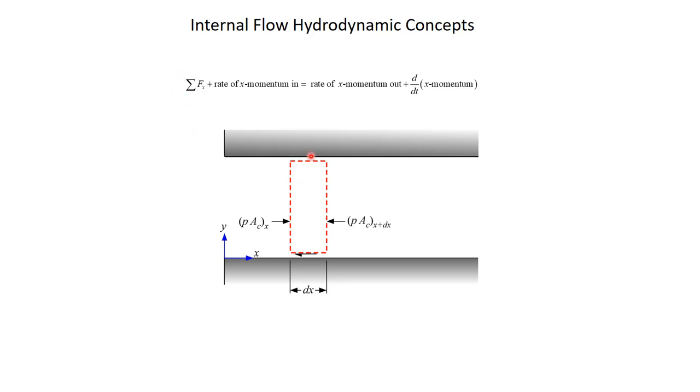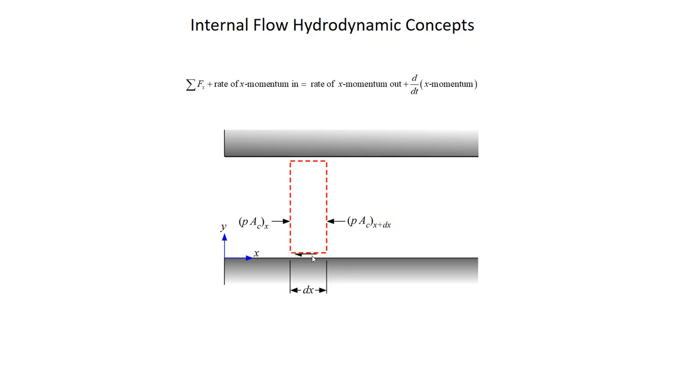If you think about the x forces, this is an x momentum balance. The x forces on this control volume include the pressure. There's a pressure force on this side, at location x, in the positive x direction. On the other side, there's a pressure force that will be different from this one if pressure is changing as I move through the duct. This is at location x plus dx.